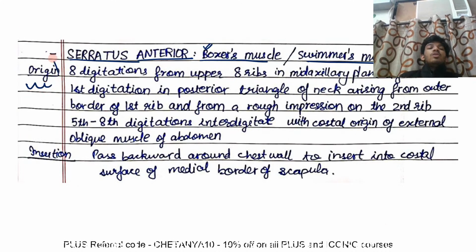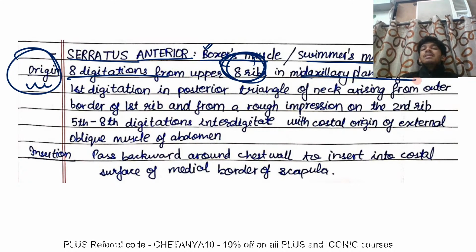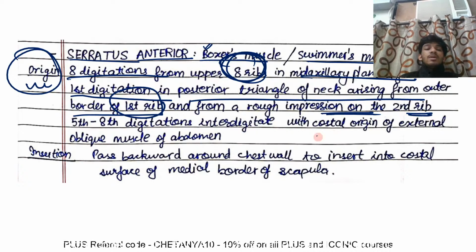Serratus anterior, it has its origin as 8 digitations which come from the upper 8 ribs in the mid-axillary plane. The first digitation is in the posterior triangle of the neck, arising from the outer border of the first rib, and it forms a rough impression on the second rib as well. The 5th to 8th digitations interdigitate with the costal origin of the external oblique muscle of the abdomen.